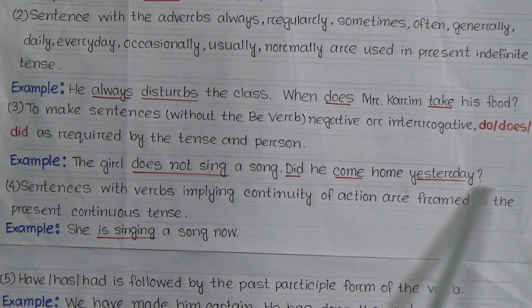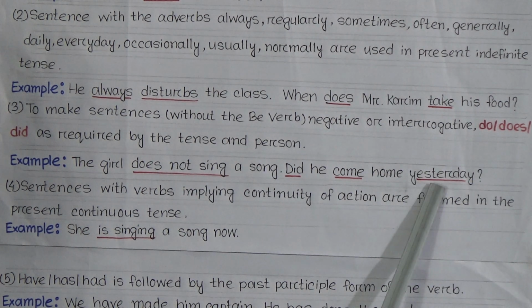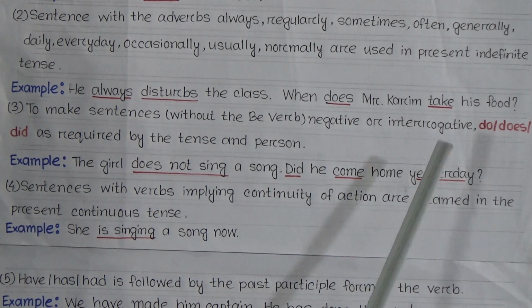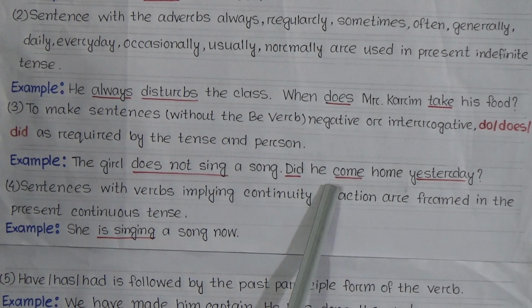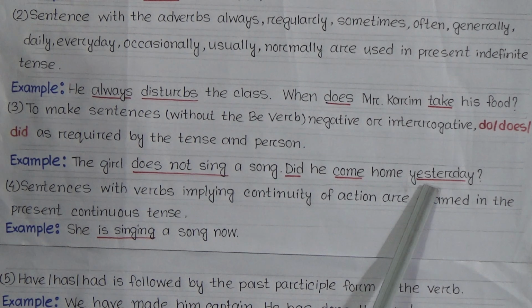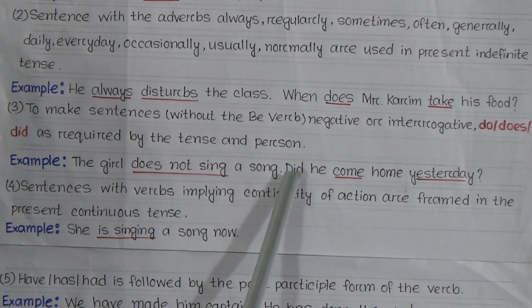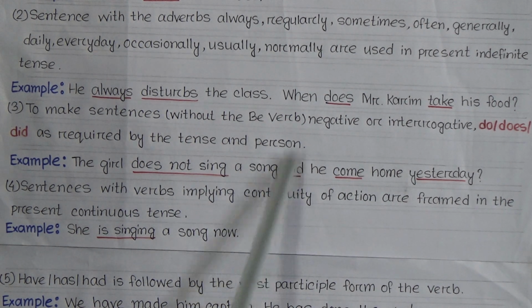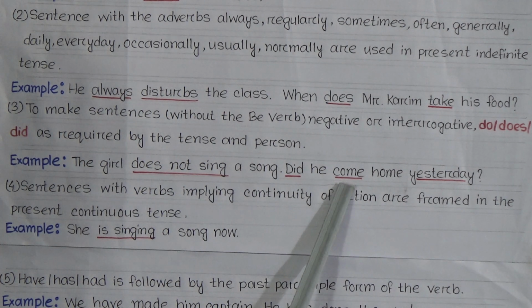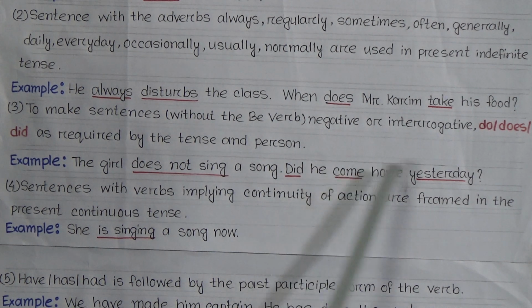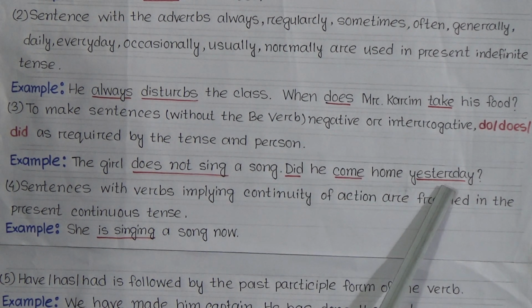Here you can get the sign yesterday. When you get this type of words, yesterday, last, previous, then you will use past indefinite tense. So as there is no be verb, we bring did. And after, as I say, do, does, did, you have to use the base form of the verb. We can't write came. We have to write come as the base form. Did he come home yesterday?